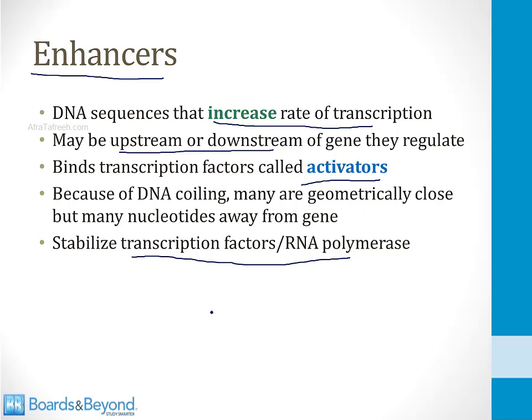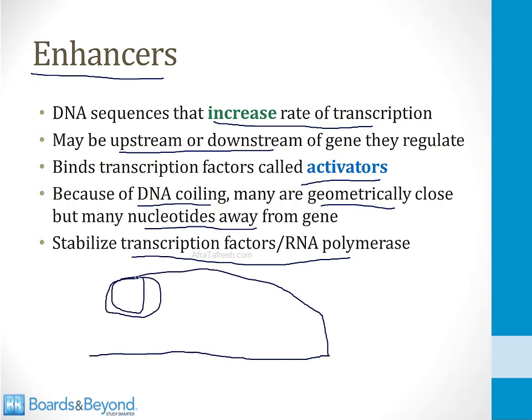Now, one thing that's interesting about enhancers, and one thing you should know for step 1 of your boards, is that because of DNA coiling, the enhancer region of DNA may be geometrically very close to the gene that is being transcribed, but may be many, many nucleotides away. For example, if this is our gene to be transcribed, we may have an enhancer region that is way upstream, but because of DNA coiling, it's twisted around and it ends up being geometrically very close, and therefore it can function as an enhancer for a gene that's very far away in terms of the number of nucleotides.